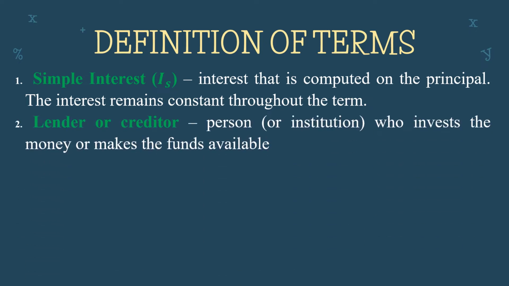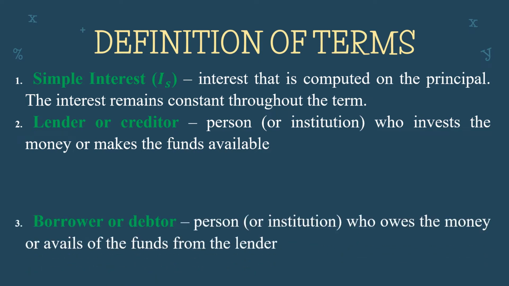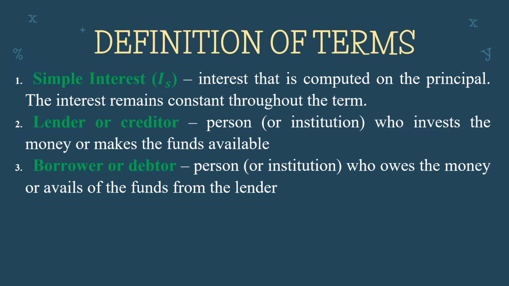Lender or creditor, a person or institution who invests the money or makes the funds available. So, pwedeng bangko yan, pwedeng tao din. Siya yung nagpapautang. Borrower or debtor, a person or institution who owes the money or avails of the funds from the lender. So, ito naman yung nangungutang. For example, nag-loan ka sa bangko or nangutang ka sa isang tao. So, ikaw yung borrower or debtor.